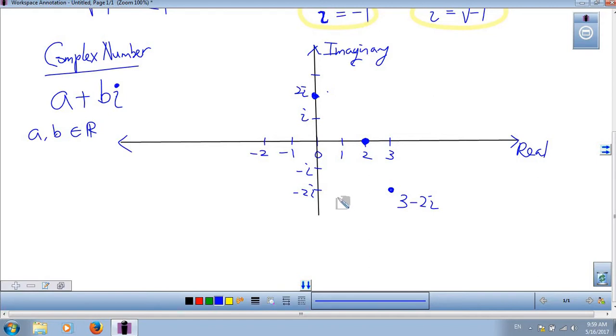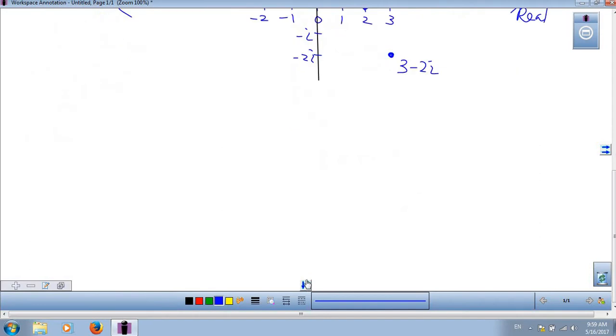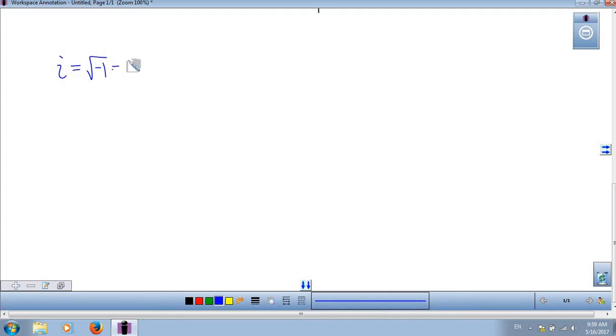Now before we go on, let's talk about I very quickly. Just a review: I is defined as the square root of -1, and I squared is defined as -1. I to the third power is I squared times I, so it's -1 times I, which is negative I. I to the fourth power is negative I times another I, so it's negative I squared. But I squared is already defined as -1, so I to the fourth power is negative times -1, which is positive 1.